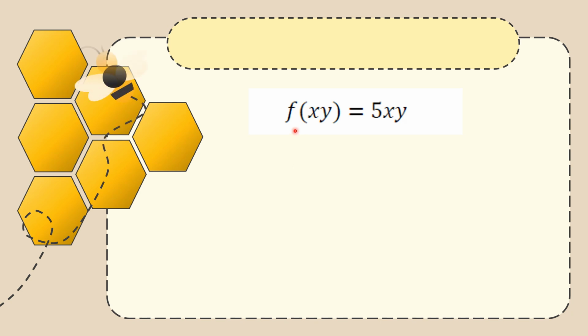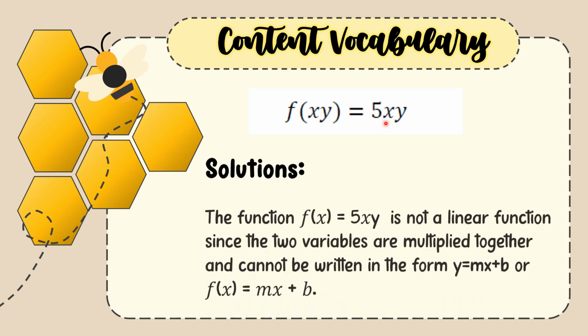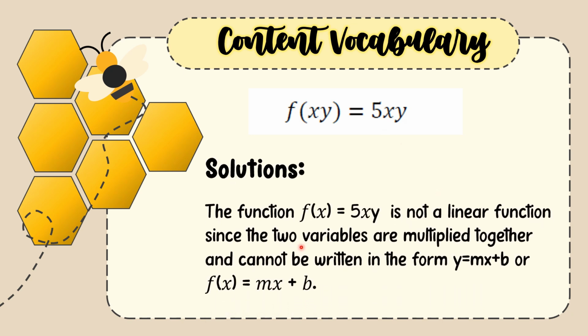And for the last example, we have f(x, y) = 5xy. Now, this function is not a linear function since the two variables are multiplied together and cannot be written in the form y = mx + b or f(x) = mx + b. The x and y are stuck together, that is why this is not a linear function.